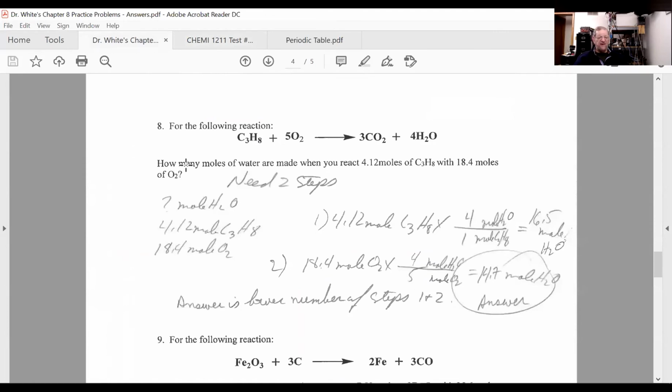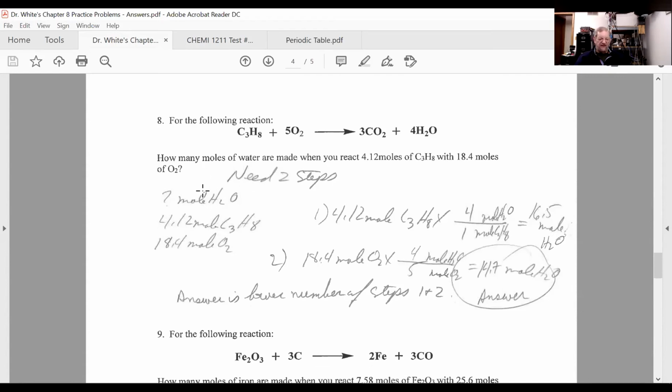So if we look at this problem, how many moles of water are made when you react 4.12 moles of C3H8 propane with 18.4 moles of oxygen. What are we trying to find? Moles of water. We're given these two molar quantities plus the balanced chemical equation. That's important. And you have to do two steps. First of all, do two calculations, and the lower one is your answer.